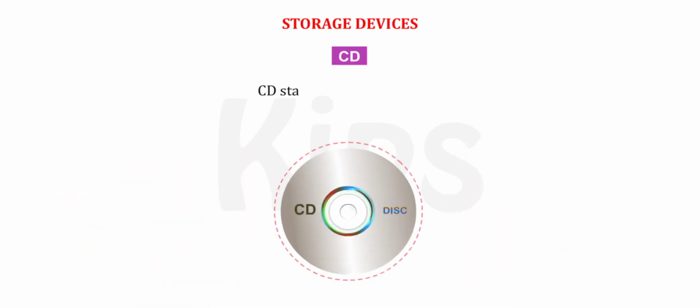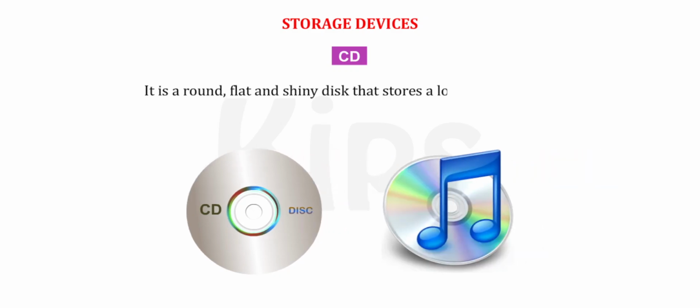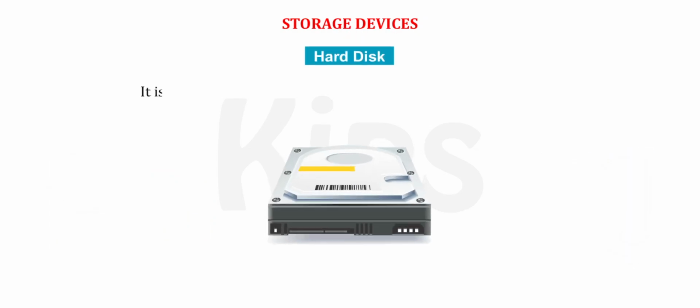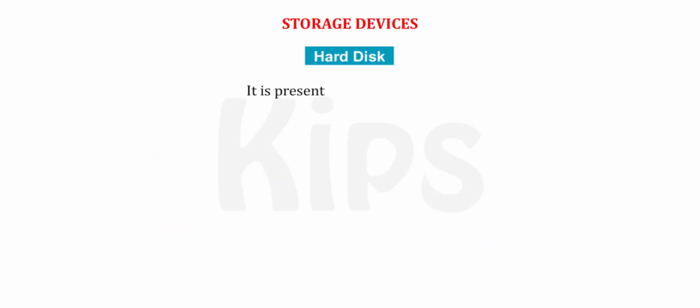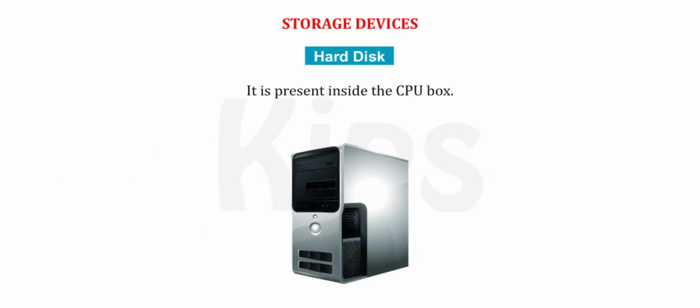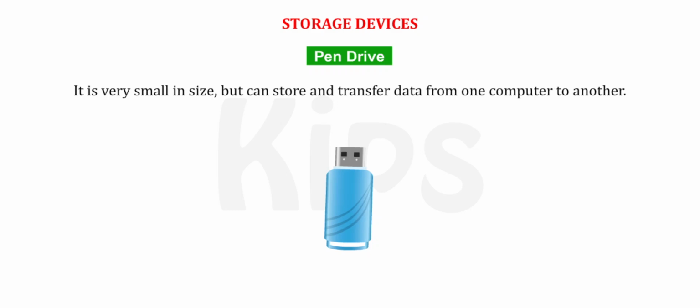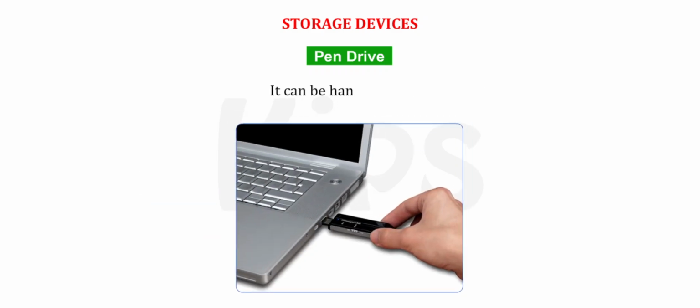CD. CD stands for compact disc. It is a round, flat and shiny disc that stores a lot of information. Hard disk. Hard disk is a device which stores huge amount of data and information. It is present inside the CPU box. Pen drive is very small in size but can store and transfer data from one computer to another. It can be handled easily.